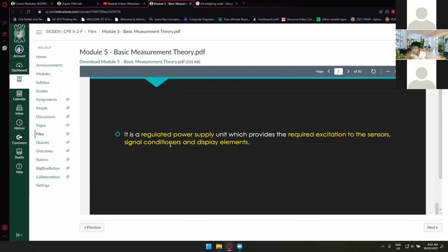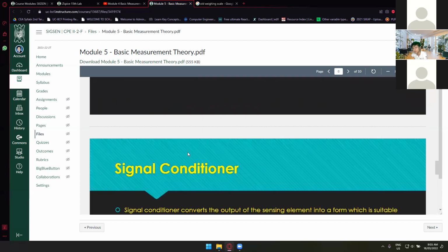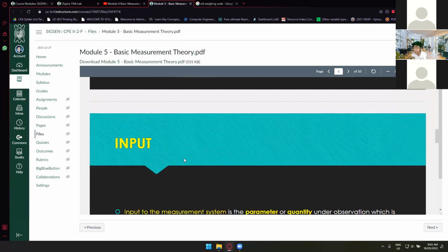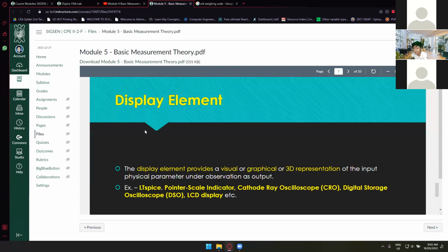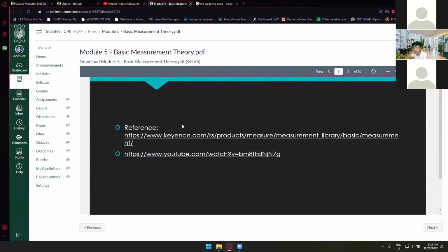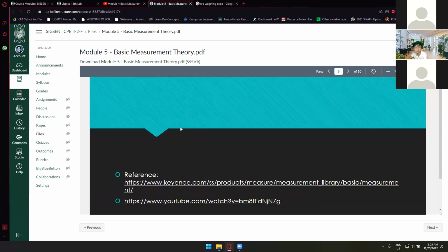So this is just a power supply, to give excitation or to give power to power up those parts of the block diagram: the sensing element, this signal conditioner, and then this display element. And yeah, that's it for the basic measurement theory.